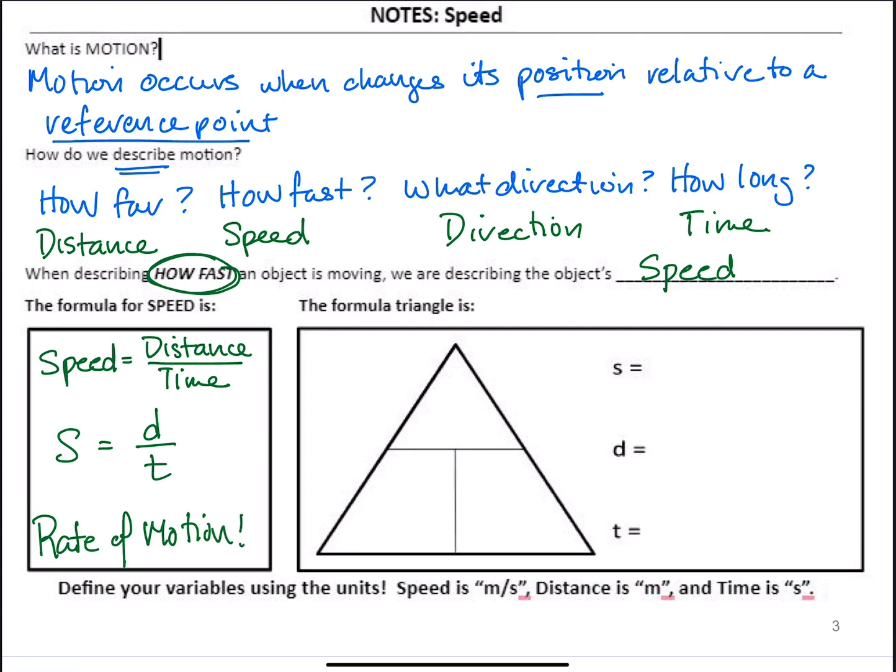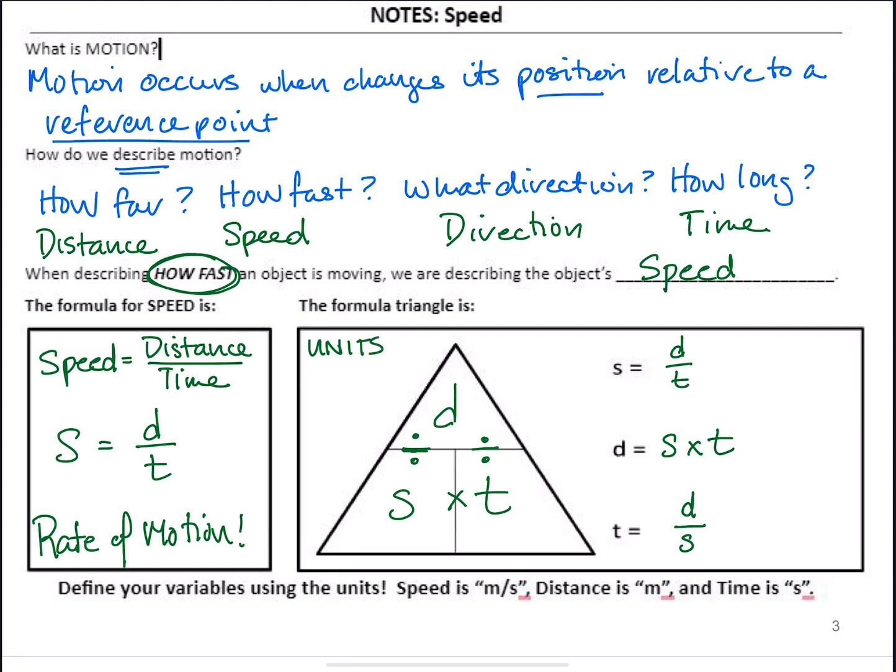All right. For our formula triangle, which is always handy when we're trying to figure out our different formulas, we have distance, speed, and time. So distance divided by speed is going to be equal to time. All right, distance divided by time is going to be equal to speed, and then speed times time will be equal to our distance.